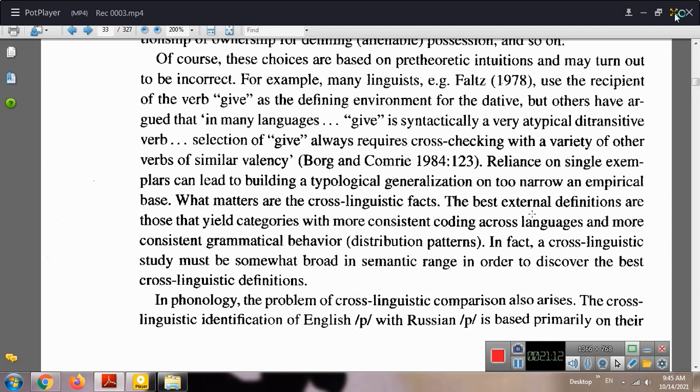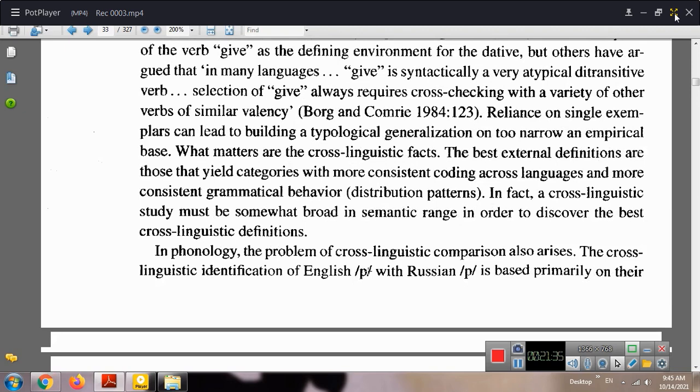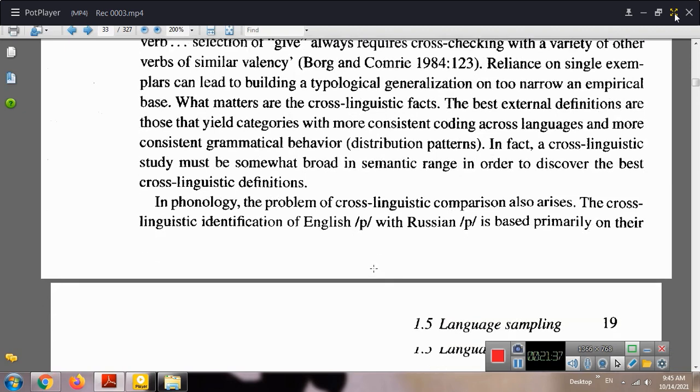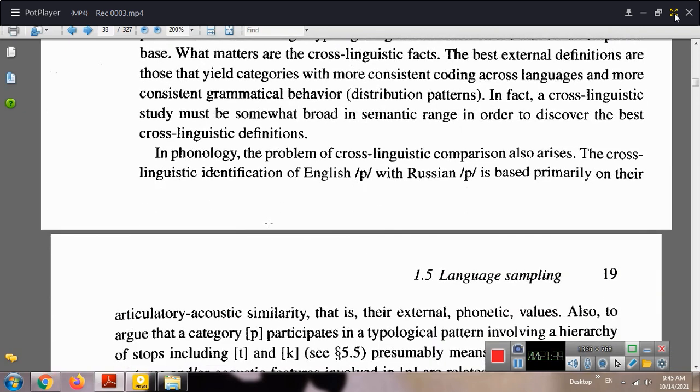The best external definitions are those that yield categories with a more consistent coding across languages and more consistent grammatical behavior. In fact, a cross-linguistic study must be somewhat broad in semantic range in order to discover the best cross-linguistic definition. In phonology, the problem of cross-linguistic comparison also arises.